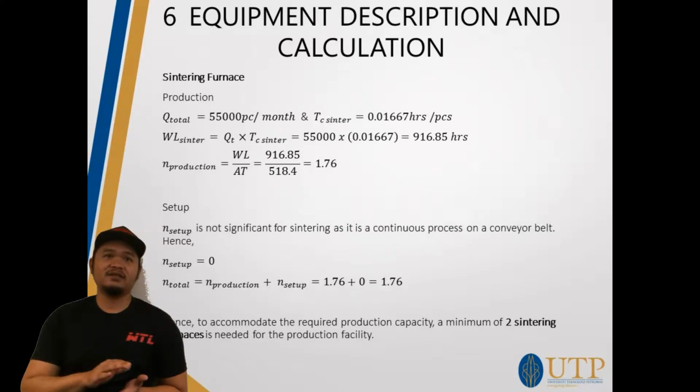Then for the sintering furnace, for the end production we get 1.76. For setup, there is no setup, so it's 0. We total the production and setup, we get 1.76. So from there we need 2 sintering furnaces for the production.